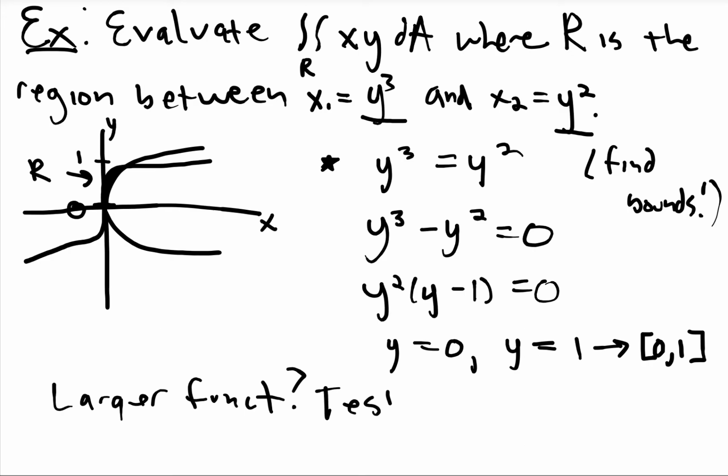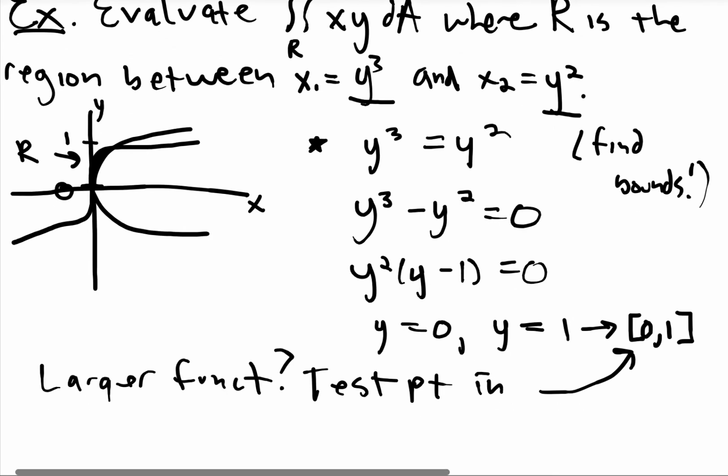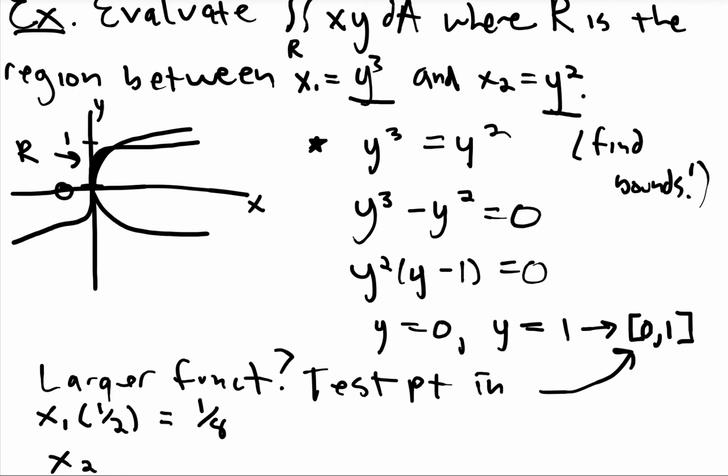pick some sort of a test point on whatever your interval is. So for example, if I wanted to compare x1 when I plug a half in, this is going to be a half cubed, that's an eighth. If I wanted to compare that to x2 when I plug a half in, well, that's going to be a half squared, which is a fourth. That means this guy, x2, is the larger value.